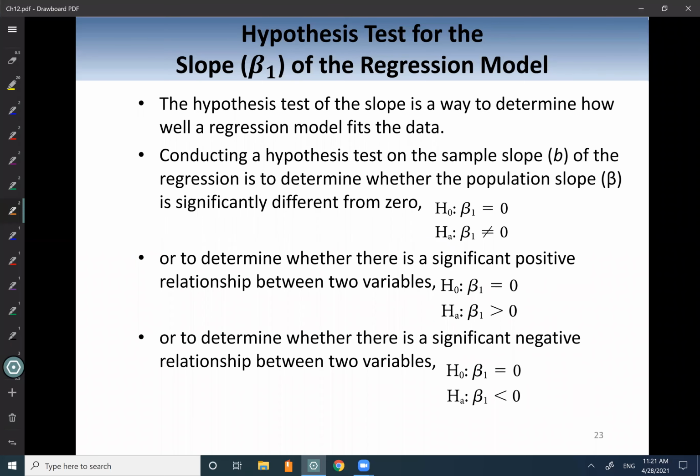Okay, moving on to hypothesis tests for the slope coefficient of the regression model. We can also construct confidence intervals for the slope coefficient as well. So there's three ways to conduct the test.